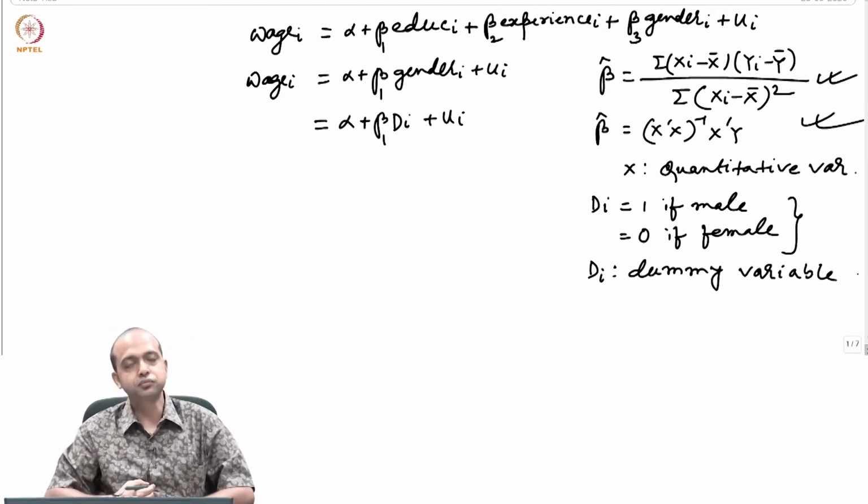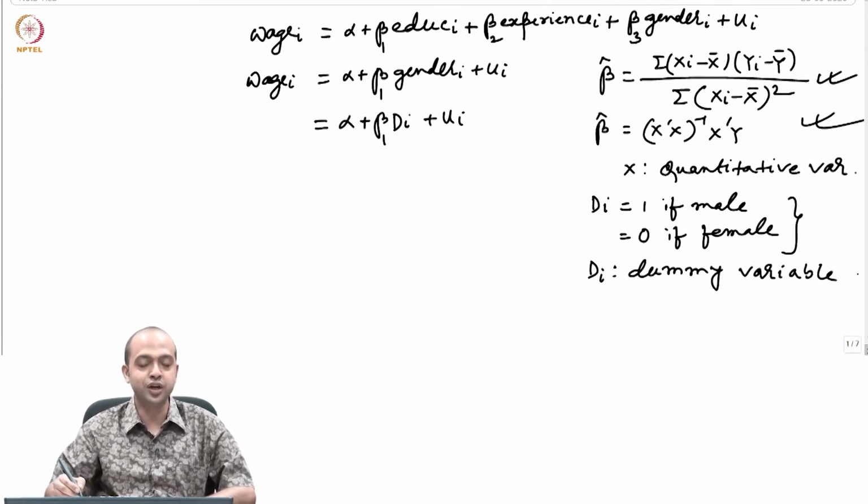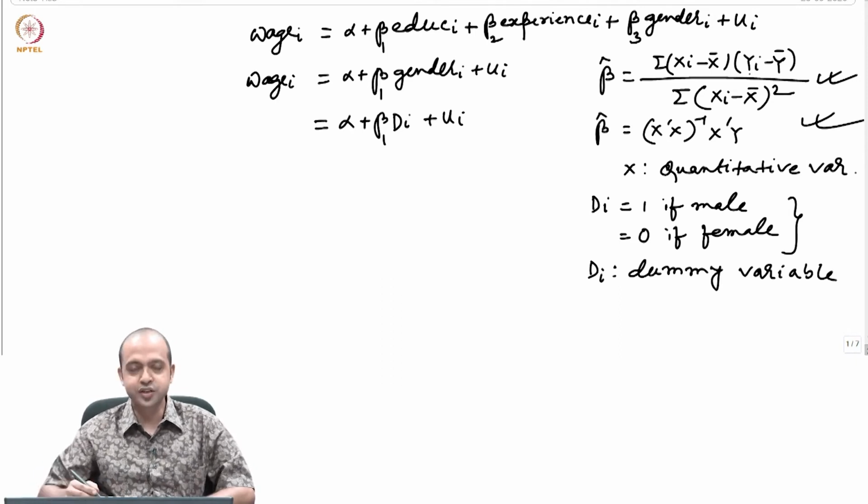A dummy variable. It is not the original variable, but the original variable gender, which was qualitative in nature, is now transformed into a quantitative one through this D_i, and D_i is called a dummy variable. Now, both this formulation, (x_i minus x bar)(y_i minus y bar) divided by (x_i minus x bar) whole square, or if you apply matrix algebra, (X prime X) inverse X prime Y, both these formulas can handle this, because now it is all 0 and 1. So, this D_i is called a dummy variable, and we can now easily estimate our model.